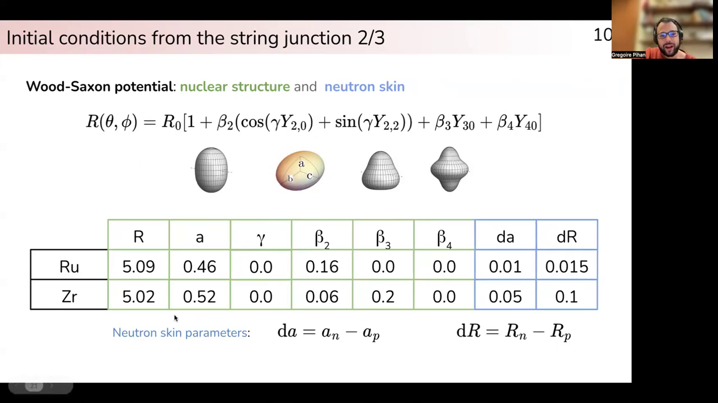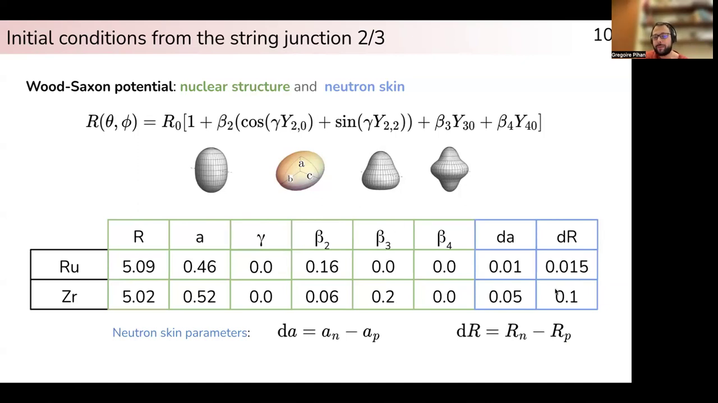But here I sum up all the numbers that we have for ruthenium and zirconium. These come from the density functional theory calculations, so low energy physics. And here, what we see is that they have pretty similar radius, almost the same diffusiveness, and they have slightly different beta 2. So basically, the ruthenium is more like that, and beta 3 for zirconium is like that.